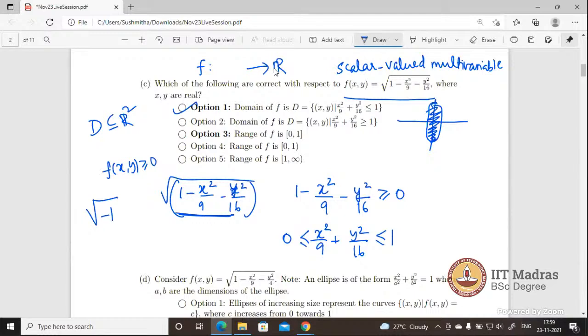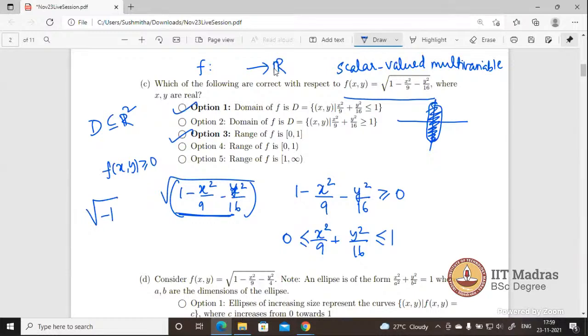So 1 minus that. Is it clear why the range is 0 to 1? And we'll take the positive square root, obviously. Is it clear to everyone why the range is 0 to 1?